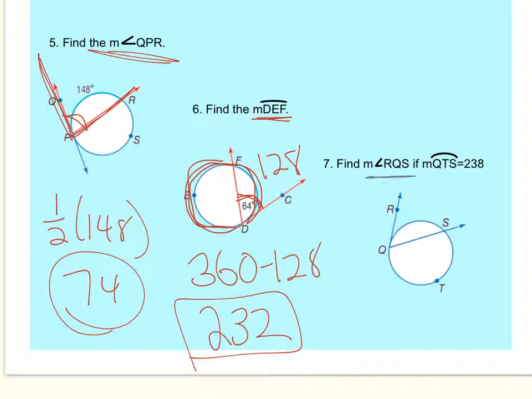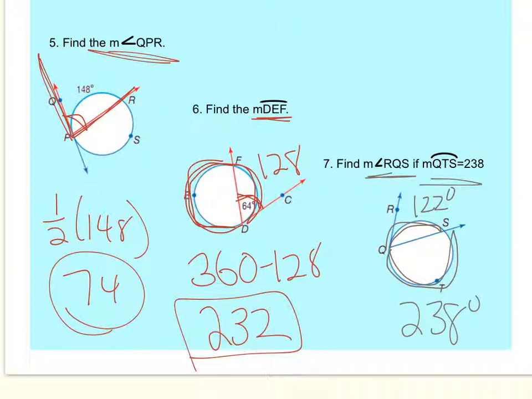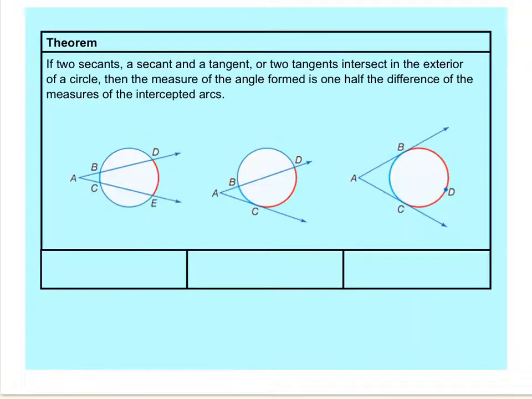Last one, find RQS if QTS is 238. So this arc is 238. So that means this part in here is going to be 122. So that means my angle is going to be half of that. So that means my angle is going to be 61 degrees. So that's how big that angle is. Again, I'm just taking half of it.